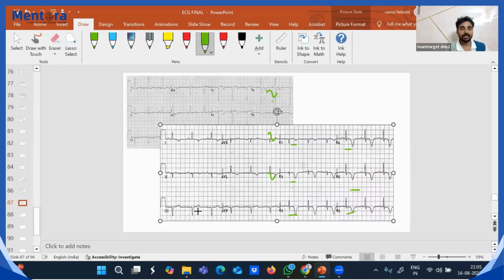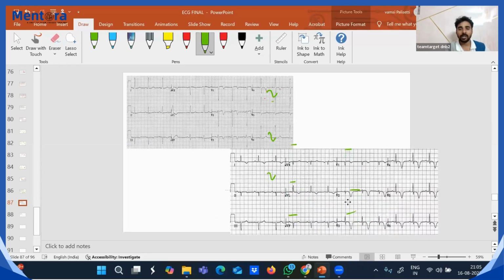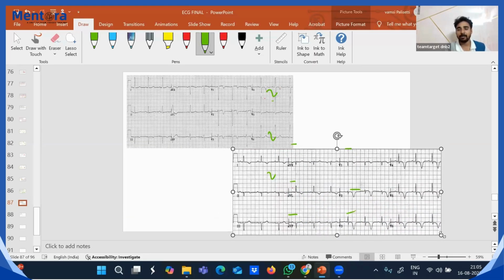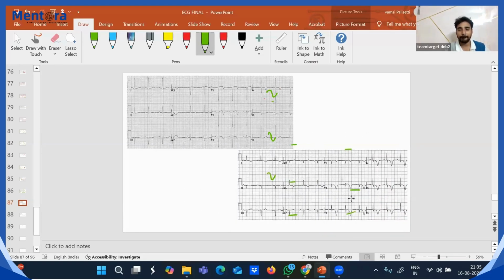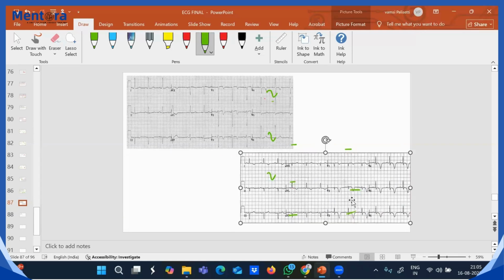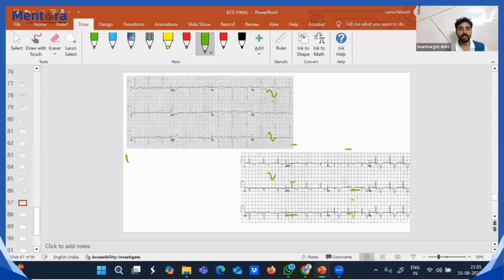Again, this was a discussion in theory class. I think in Mentora, the first class, my demo class, was regarding this. Wellens phenomenon. Excellent. This is Wellens phenomenon. It's going to be a question. So we discuss this Wellens phenomenon. What does Wellens phenomenon indicate? It indicates proximal LAD occlusion.